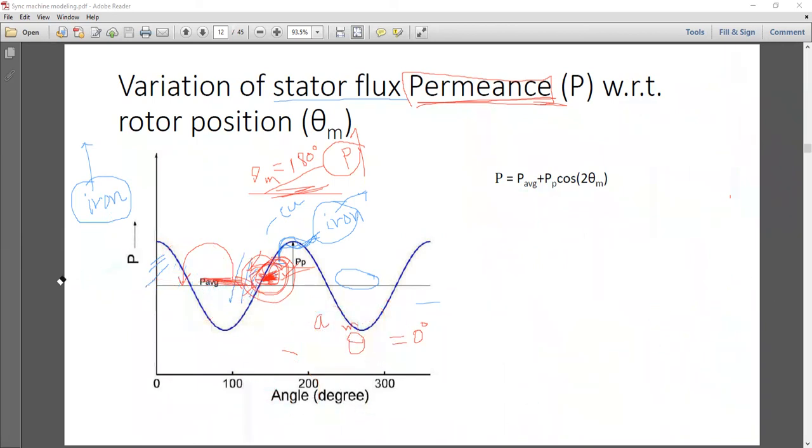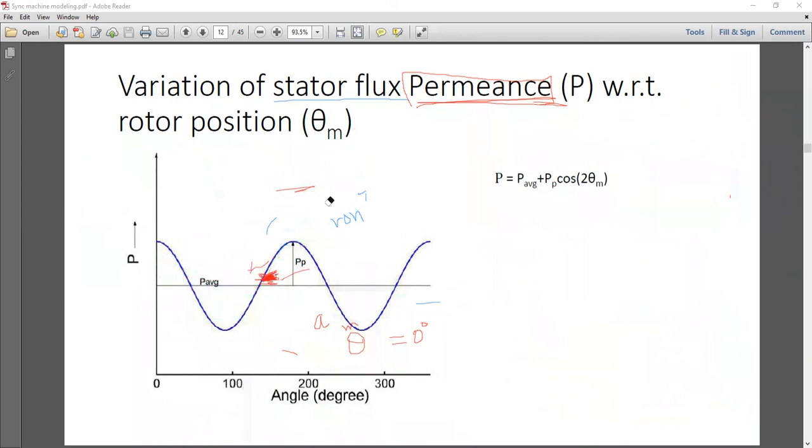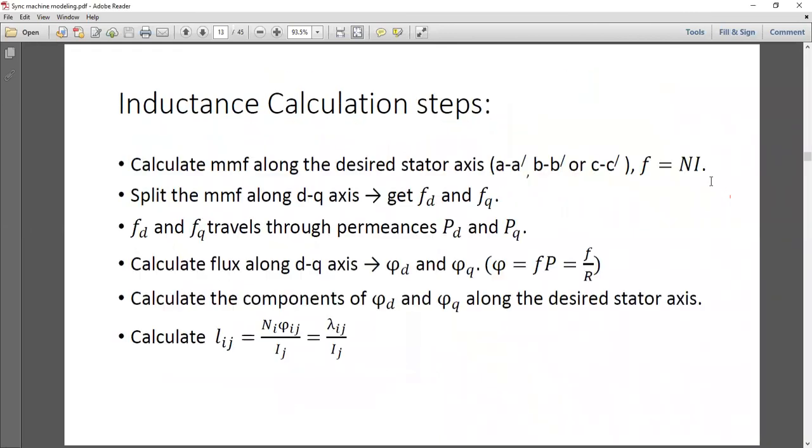And this is your diagram, the plot of P versus theta m. Any question up to now? No question. Okay, then we will stop here today.